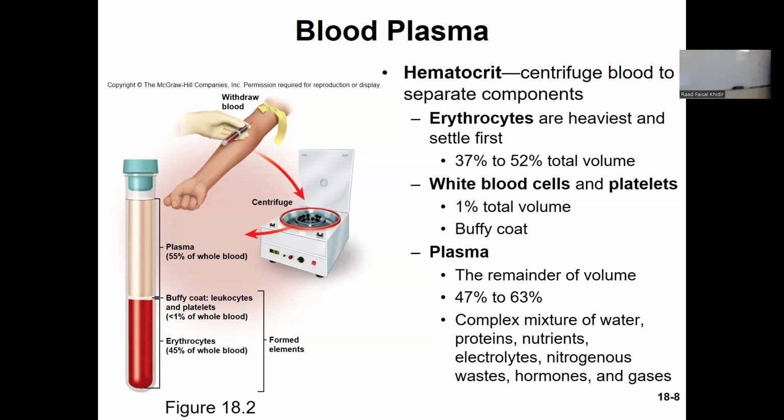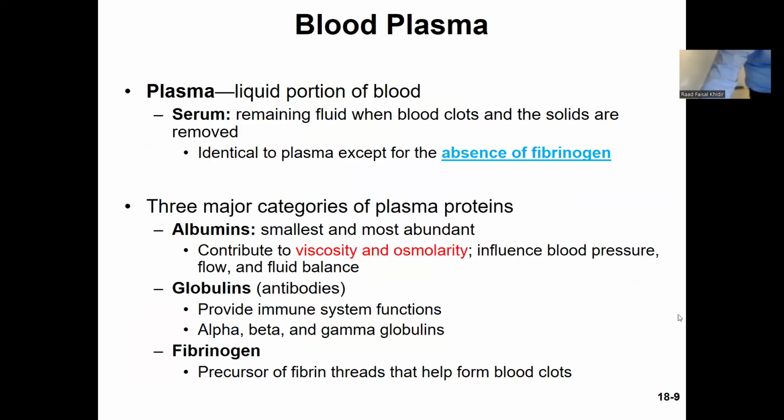Is this figure clear? This is the most important figure of the whole lecture. Is that clear? Okay. Plasma is a liquid portion of the blood. And what is serum? Serum is the remaining fluid when blood clots and the solids are removed.